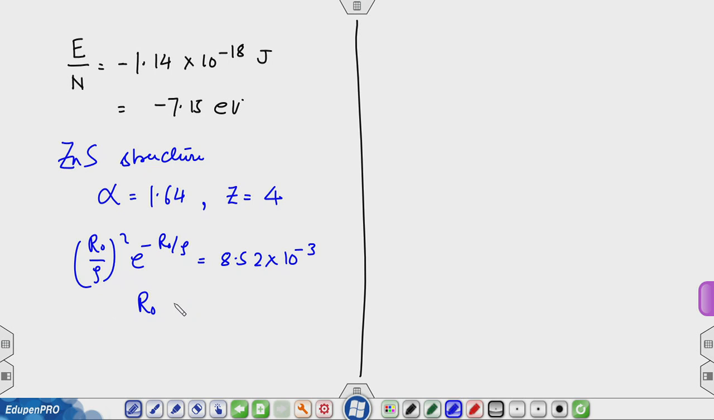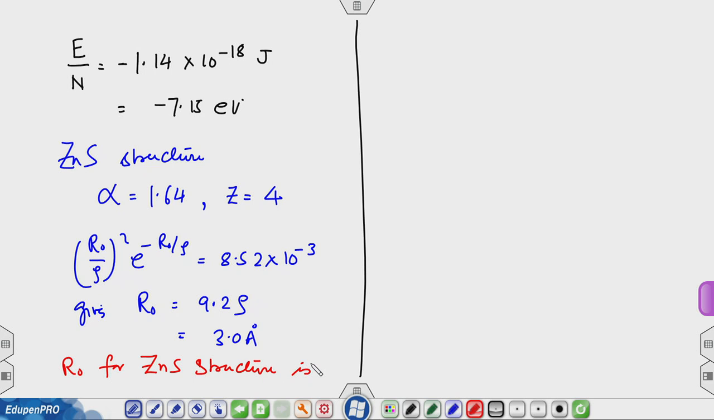You solve it and you get R naught equals 9.2 rho, which comes out to be 3 angstrom. So, I am answering the question I asked earlier. R naught for the zinc selenide structure is smaller than that for the NaCl structure. If you did not think about this question earlier, think now, why should that happen?